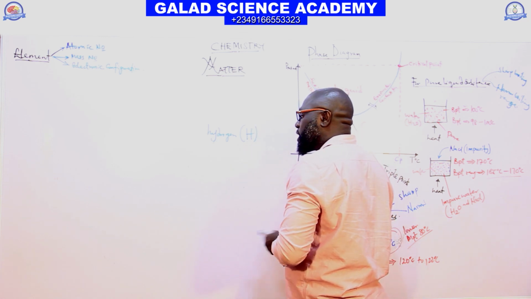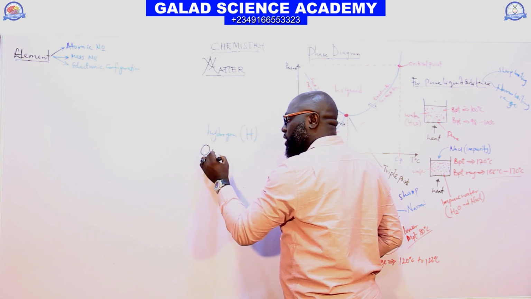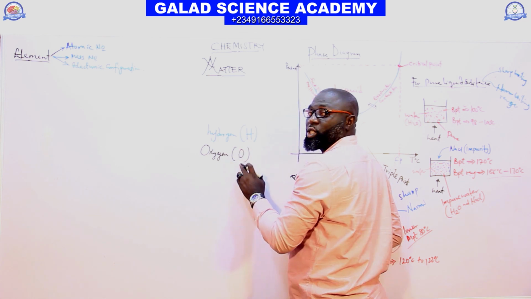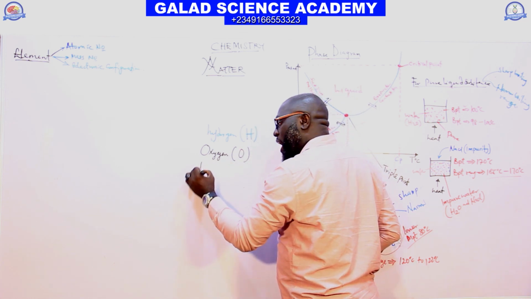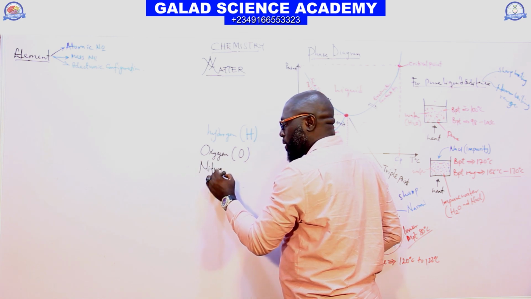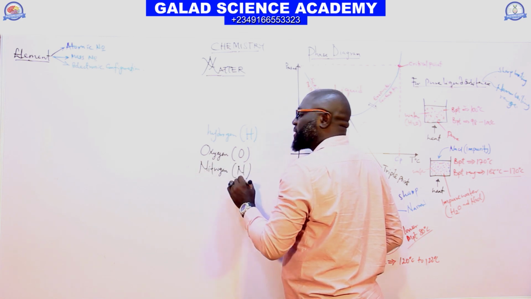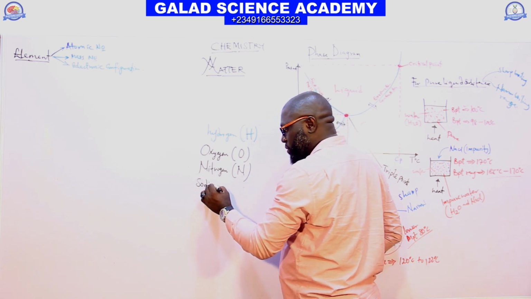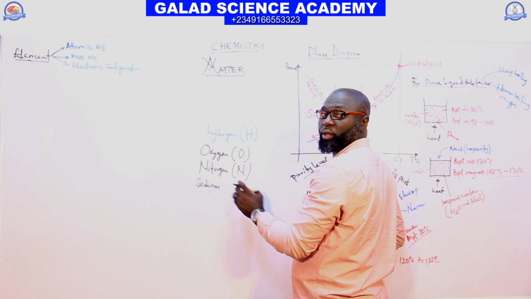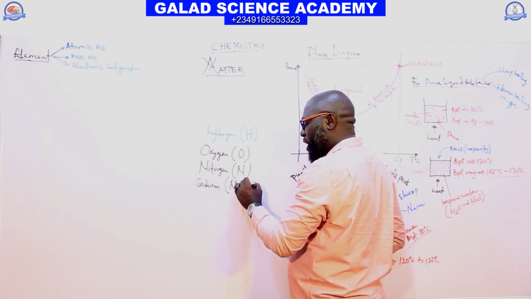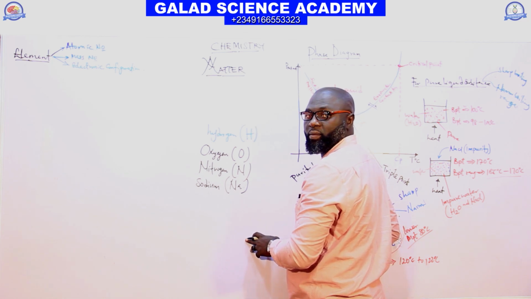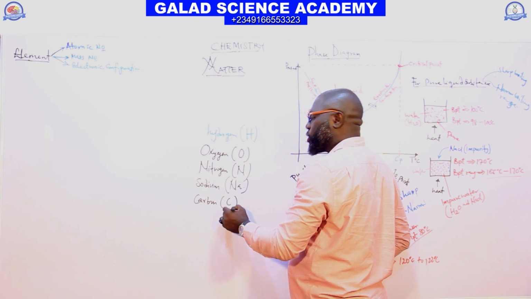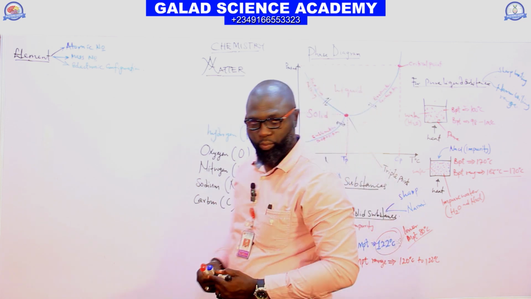If we have oxygen, we use O to represent oxygen. We have nitrogen, we use N to represent nitrogen. We have sodium. Don't be surprised, we cannot use S to represent sodium here. We use Na to represent sodium. We have carbon. C to represent carbon.